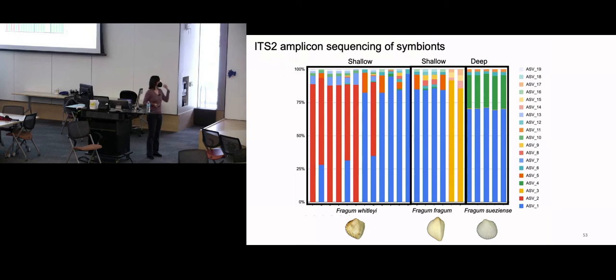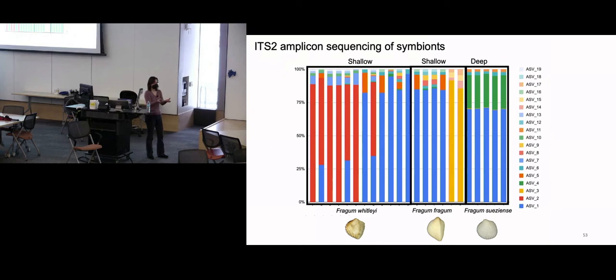So this is a deep species, where each bar is an individual host, showing symbiont composition, with different colors meaning different strains. But not only is the deep species consistently showing a different composition of symbionts, but between the two shallow species, they live side by side symmetrically.